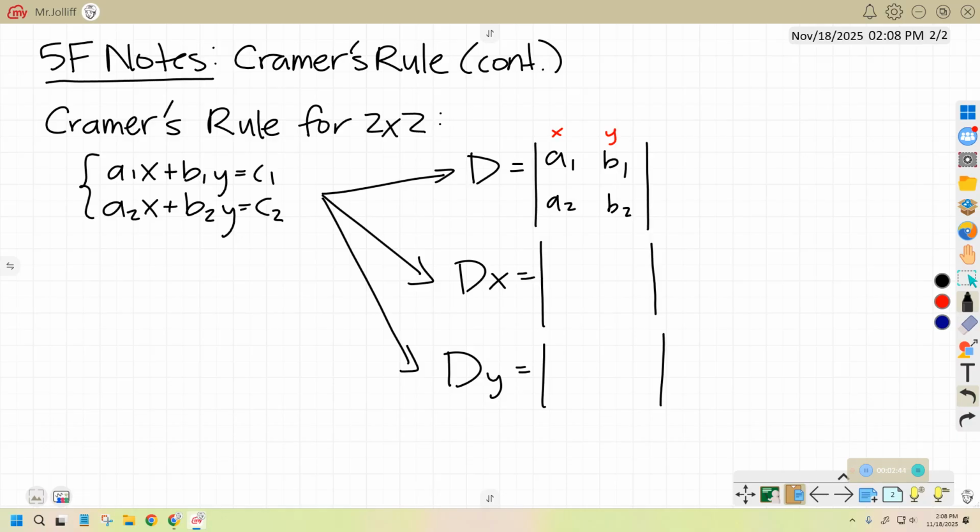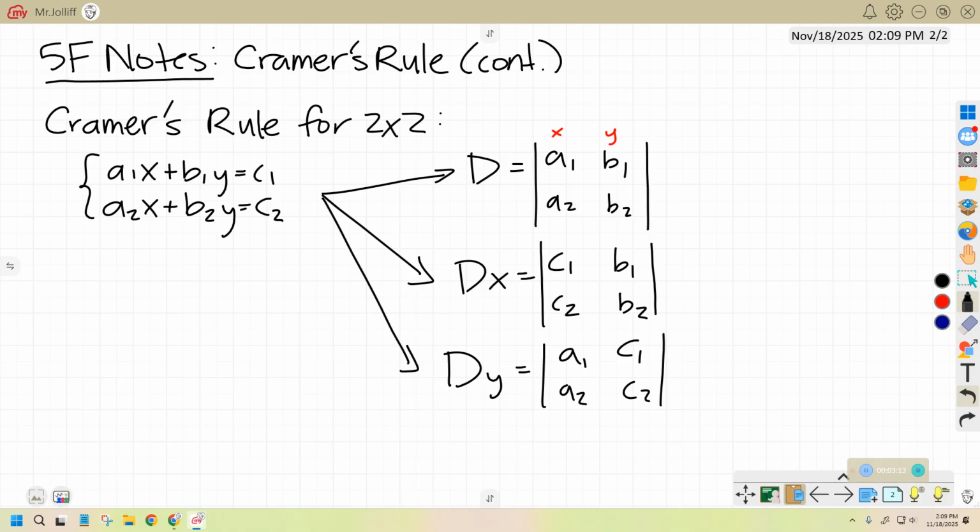And the question is, how do we get dx and dy? Who can tell me how I get dx? Who remembers from yesterday? Luis? First column. What do I replace the first column with? Very good. Replace it with the answers. Second column stays the same. Good. Bruno, how do I find dy? Do the same thing except replace the second column. Perfect. Replace the y column with the answers.